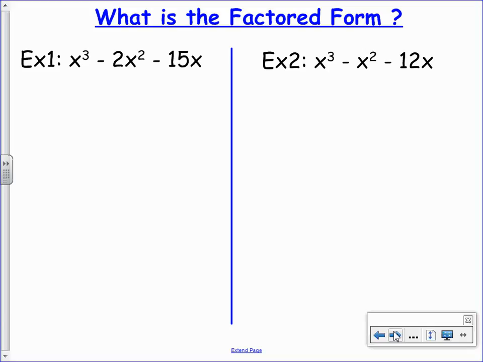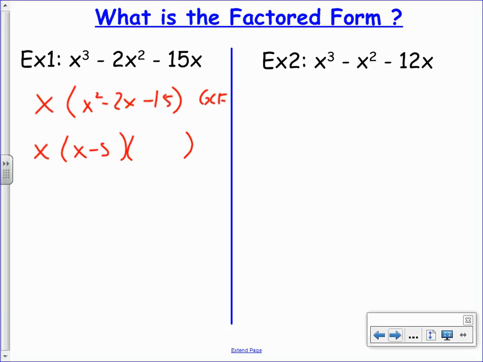So for 1 and 2, we're looking at the factored form. What is the first thing you need to do for factoring? GCF. What's the GCF for 1? X. That's it. So we GCF, then you get x squared minus 2x minus 15. All we did was GCF again. Can it be factored some more? Yes! X minus 5, x plus 3.